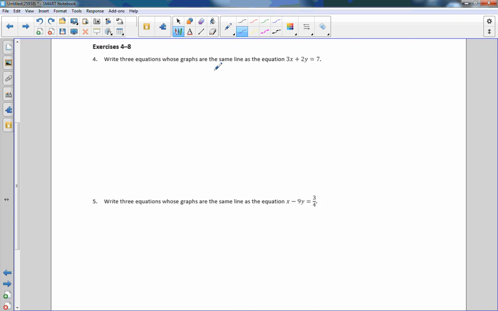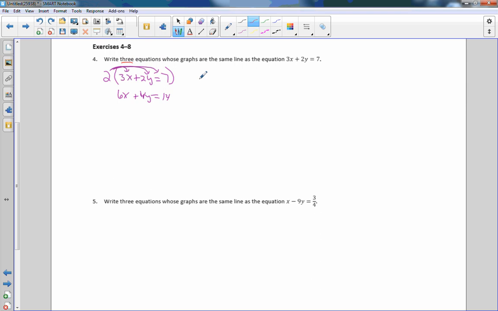They are the same equation. So if I want to write equations whose graph have the same line, then I'm going to find a scale multiple, and let's not make it difficult. Let's just start with 2. And if I multiply 2 times 3x plus 2y equals 7, and distribute everything through, 2 times 3x is 6x, 2 times 2y is 4y, and 2 times 7 is 14. So 6x plus 4y equals 14 would be the same equation as this.